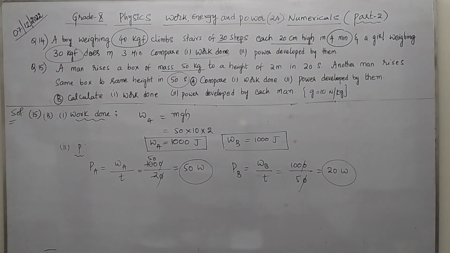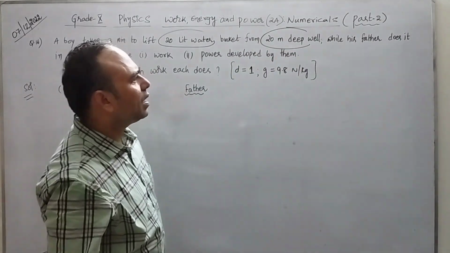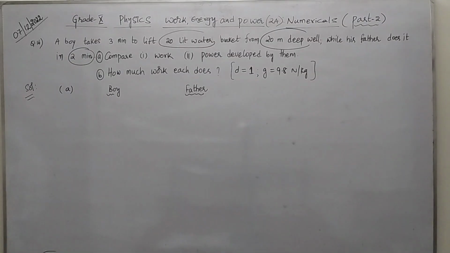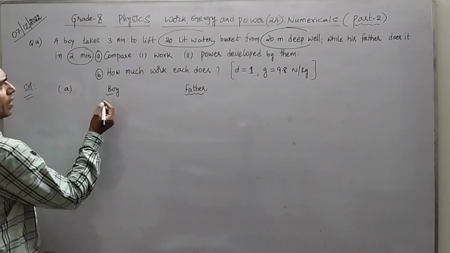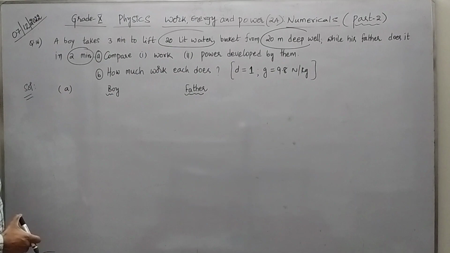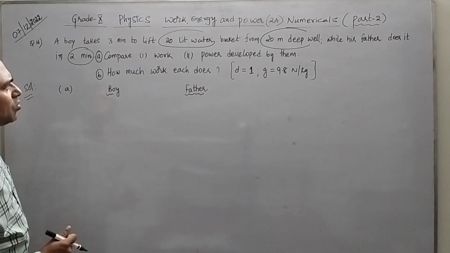Now let us solve the last question, question number 16. A boy draws water from a 20 meter deep well, and his father does that in 2 minutes. Now we need to compare the work and power developed by each. First let us write the given terms for the boy. See here the mass is not given. So let us understand it well.